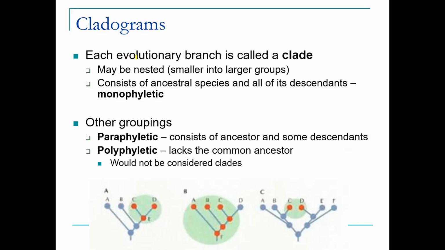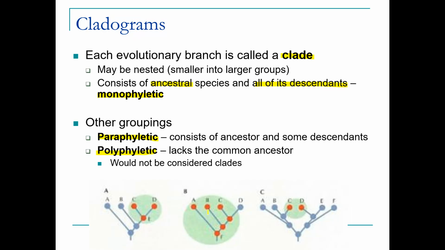So when we're looking at these cladograms, those that have these innovative characteristics, each evolutionary branch is called a clade. And the clades can be described as monophyletic, paraphyletic, or polyphyletic. Now the most accepted group is a monophyletic group because this has the ancestor, which is going to be that node, and all of its descendants. So this right here would be a monophyletic clade, okay? So it has the ancestor and it has all of the descendants.